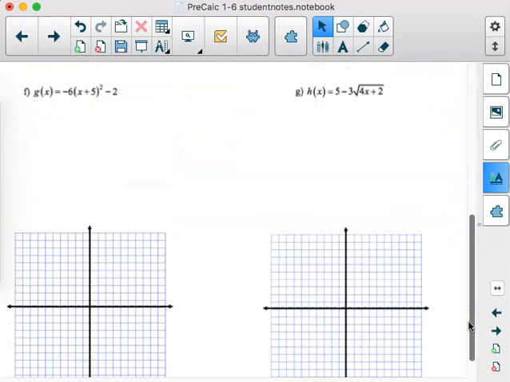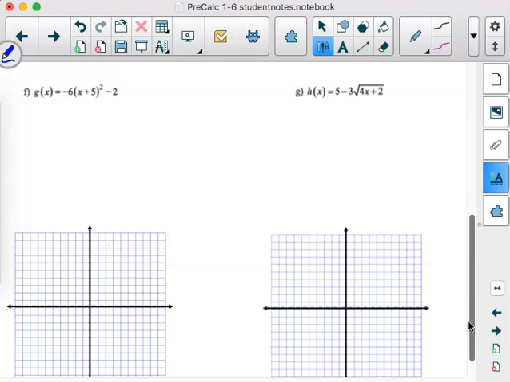Now, g of x. Negative 6 times the quantity x plus 5 squared, minus 2. Oh, that's a quadratic again. We like those. So maybe pause the video at this point. I've given you a pretty big chunk about transformations today. Pause the video and give this one a try to see how you're doing on your own.